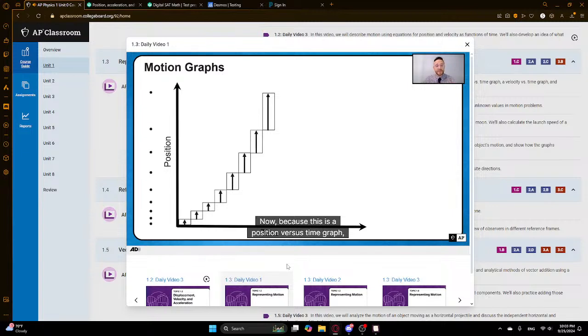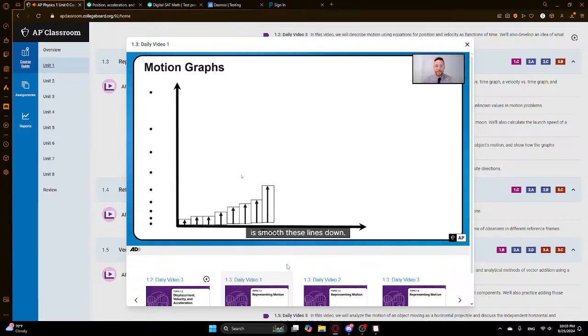Now, because this is a position versus time graph, the slope of the graph represents the velocity. And what we see here is that the slope is increasing. That tells me that the velocity of the object is increasing as well. The next thing that we're going to do is scoot these lines down, and we're going to compare how far the object went in each time interval per unit time to how far it went in the next time interval.